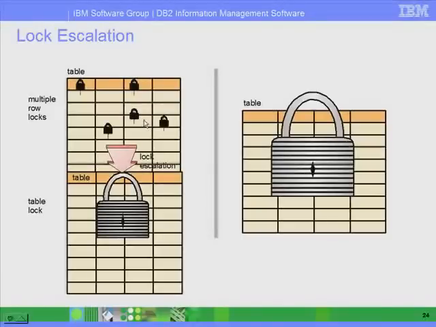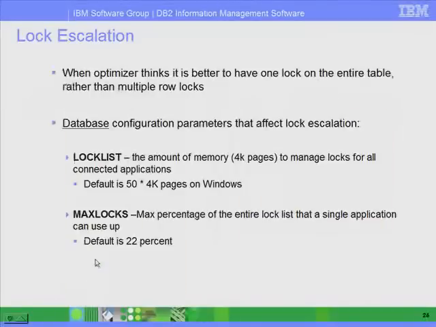Now let's say you have 1 million rows and you are locking 500,000 rows. That's not good, but at the same time the other 500,000 rows are still available for use, so other applications can use them. But if you take a table lock, then that means the entire table, the 1 million rows, are locked. So lock escalation in general is not good.